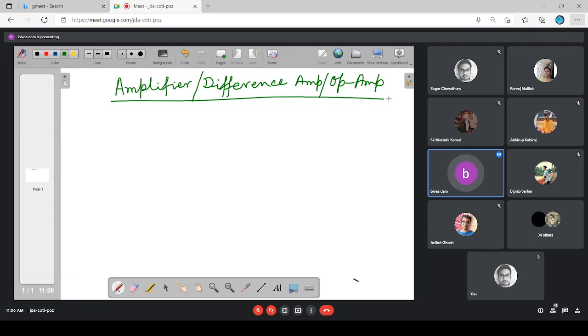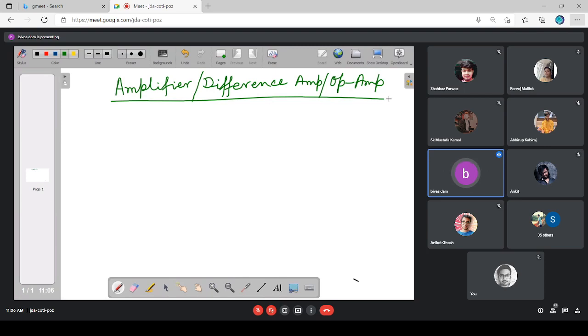There are broadly 4 types of amplifiers. One is where the input is voltage, output is also voltage. That is called voltage amplifier. There is another type where the input is current, output is also current. That's called the current amplifier.